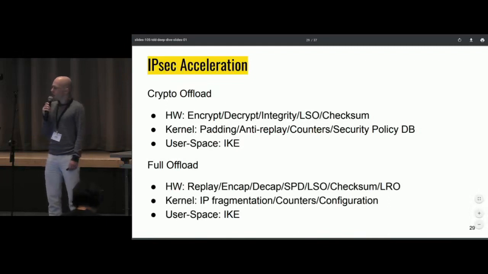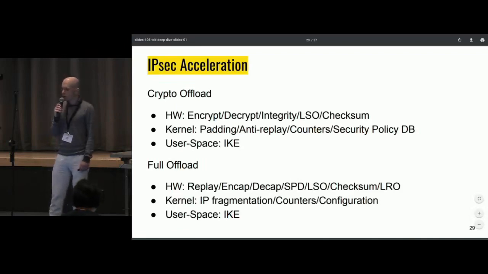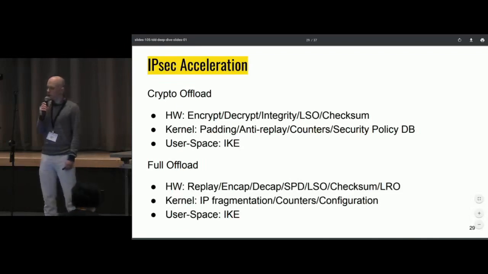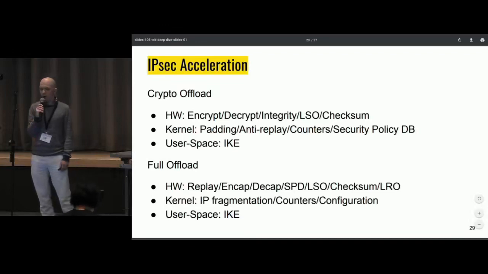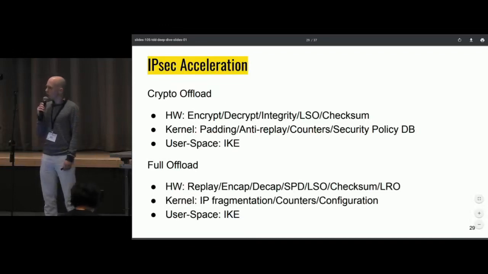And regardless of which of these two models you use, the key negotiation between the endpoints, which itself is quite complex, remains on the host. There is scope to offload this, but the way that these things tend to evolve is that you start with something simple that has a very large benefit, so the crypto offload, and then we move to a fuller offload, and potentially the IKE could also be offloaded at some point in the future.